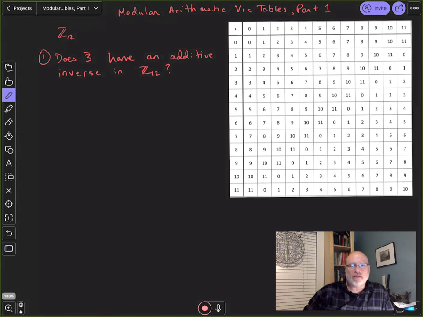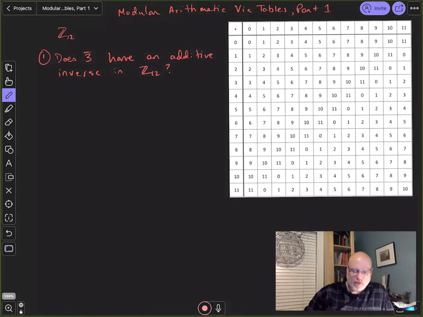Hey everybody, we're going to take a look at the beginning of modular arithmetic, and specifically we're going to use tables. And I encourage you to use tables, particularly as you're getting used to this. You may think, oh, I can figure this out on my own, but the tables are really helpful to look for patterns. And so what I have here, I'm using Z12 or Mod 12 as we call it.